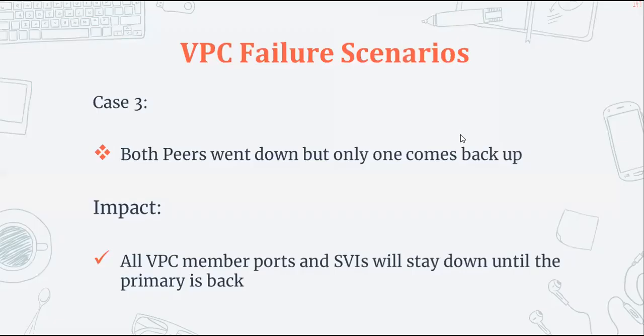Okay, so case number 3 is when, let's say, there is a power outage in your data center, and both your peer devices went down, but only one device comes up. Let's say the hardware of your second device got faulty and it stays down, but only one peer comes up. In that case, the device is not going to work, because it will not be able to establish the VPC.